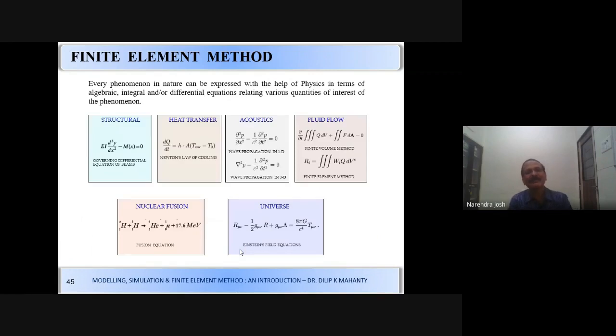Some examples of these problems I am giving you: structural, heat transfer, acoustics, fluid flow, nuclear fusion, the universe. The last one is from the physics field, Einstein's field equations. If you look at all these differential equations, they are important because, as I mentioned in my modeling and simulation aspect, most systems in the engineering area are dynamic systems. They change with respect to time and interact with each other. They are not isolated or independent; they depend on each other.